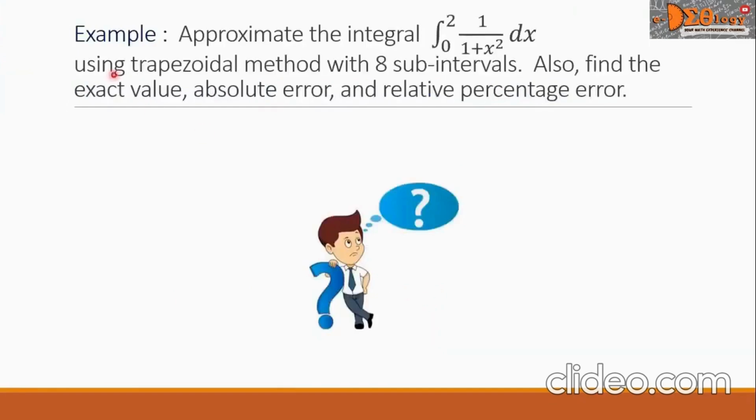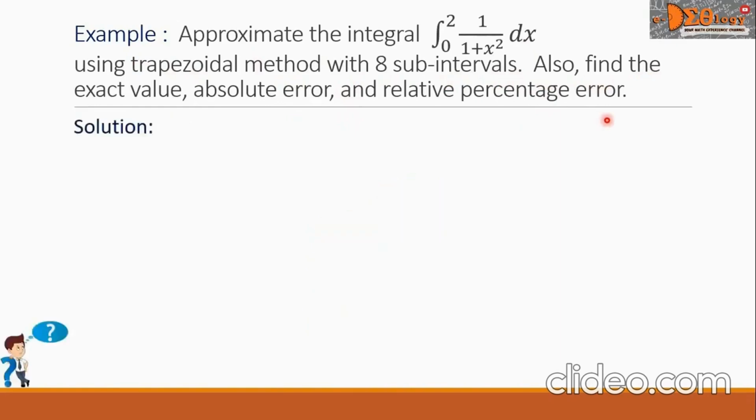Let us see this example. Approximate the definite integral from 0 to 2 of the function 1 all over 1 plus x squared, dx, using the trapezoidal method with 8 sub-intervals. Also, find the exact value, absolute error, and relative percentage error. First, let us solve this problem by trapezoidal rule.